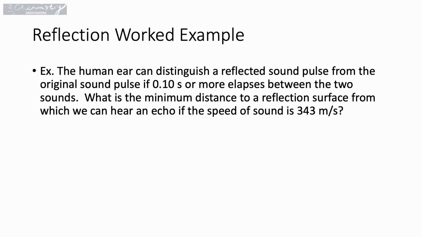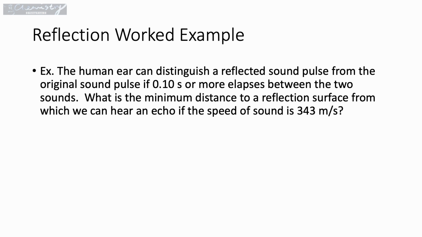So from that, let's look at this example together. It says that the human ear can distinguish a reflected sound pulse from the original sound pulse if 0.10 seconds or more elapse between the two sounds. What is the minimum distance to a reflecting surface from which we can hear an echo if the speed of sound is 343 meters per second?